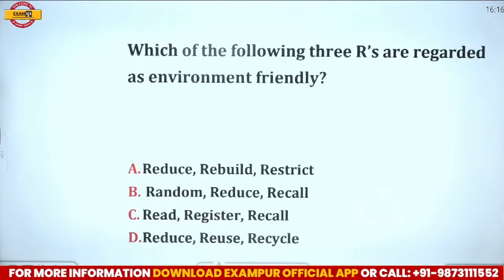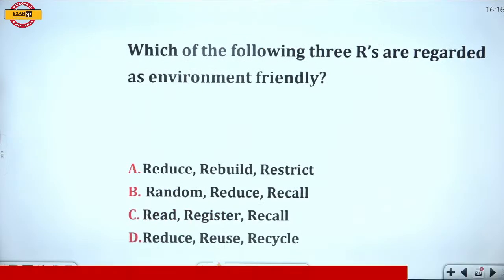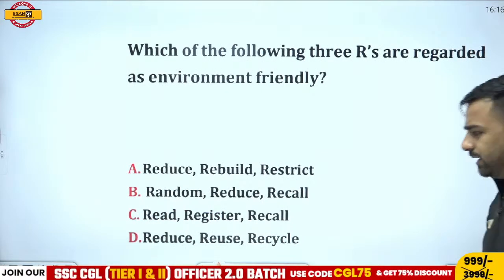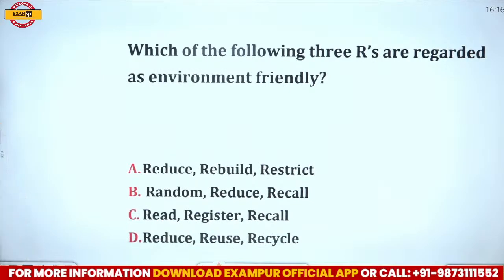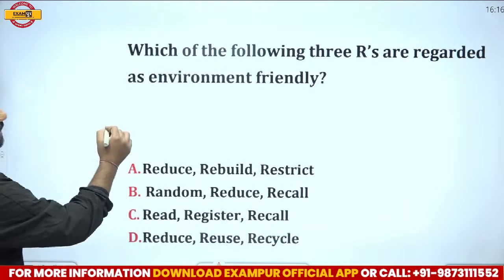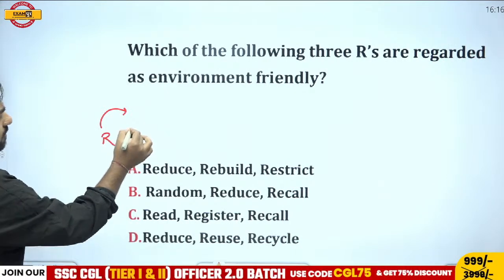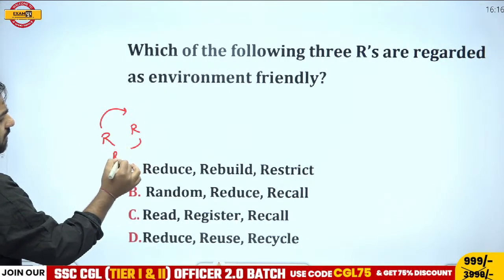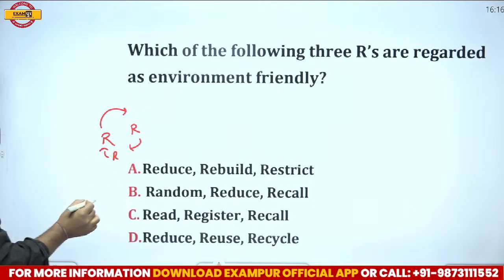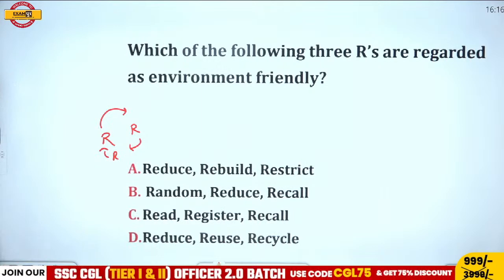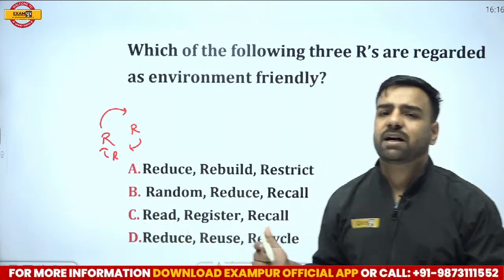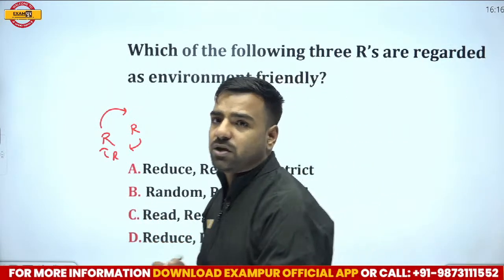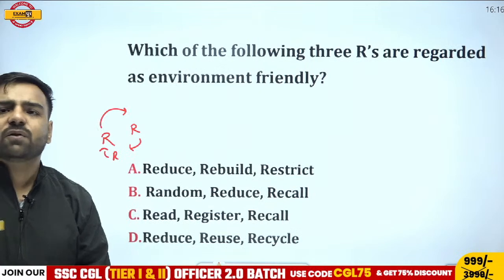Next, we have: which of the following 3 R's are regarded as environmentally friendly? Answer, please. Just think about the 3 R's. What are they? You might have seen that sign. It is written in such a manner: R, R, R. So, we'll talk about this logo. What do you think this represents? And obviously, it is there so that we can prevent pollution, whether it is air pollution or soil pollution. So what do these 3 R's stand for?